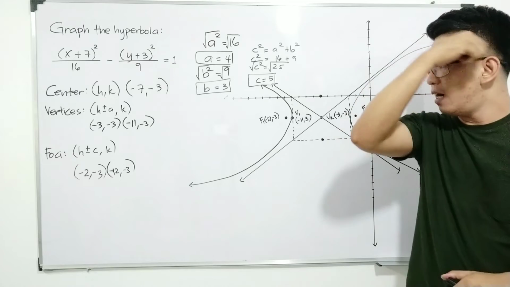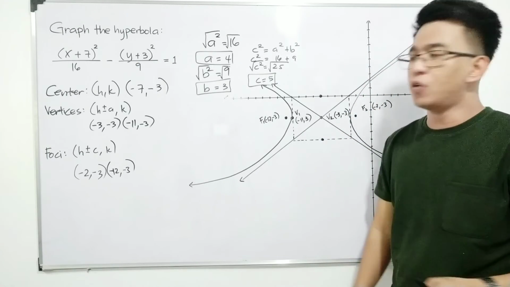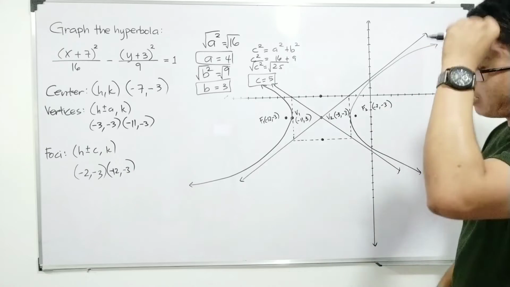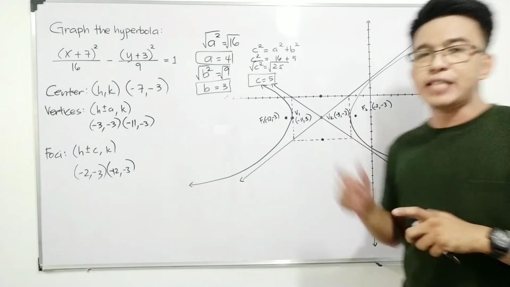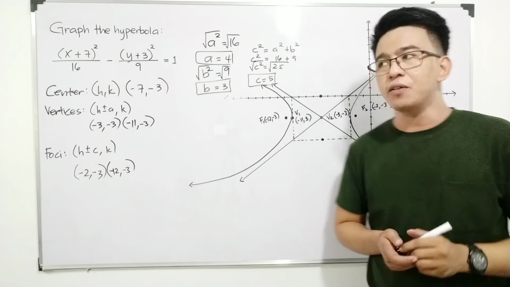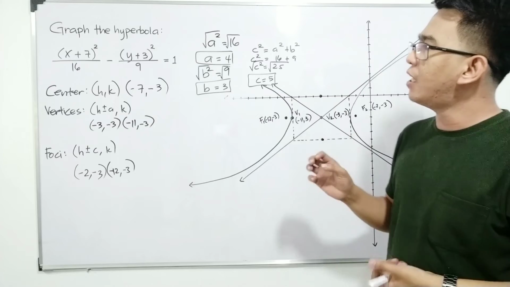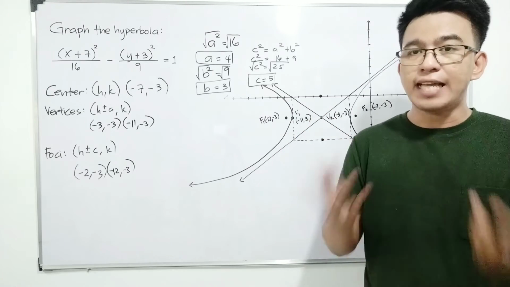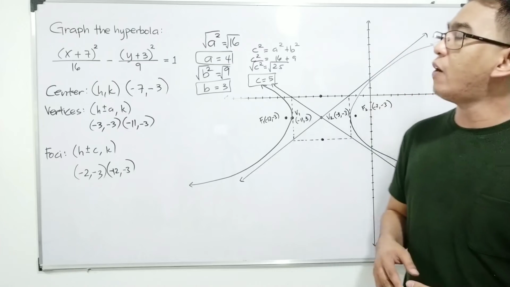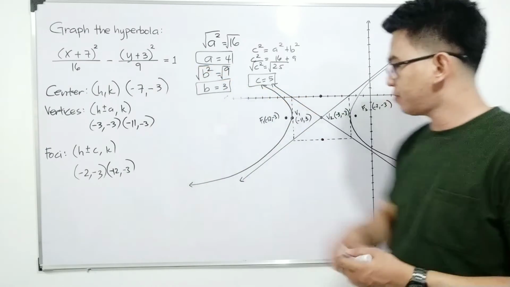Now, sir, what if we are asked to find the equation of the asymptote? Madali lang yan, guys. Pero medyo mahaba ng konti yung process. Kapag kasi yung center natin is at 0, 0, meron tayong madaling format lang. Pero dito, to get the equation of the asymptote, in which the center is not at the origin, ang gagawin mo dito is to get that equation, and gawin mong 0 yung 1.